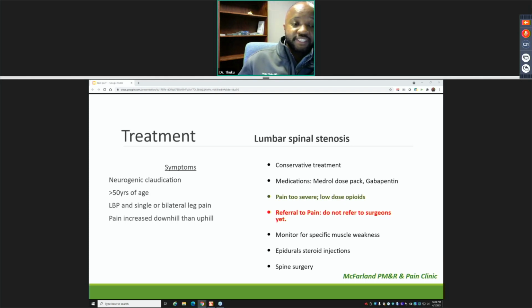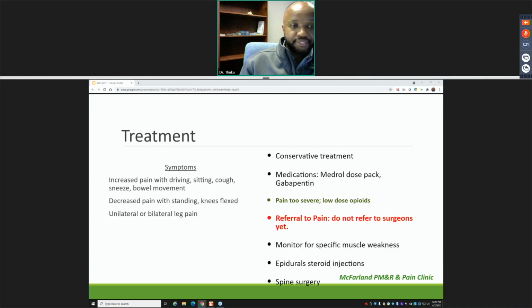I think the biggest key with stenosis is to monitor for muscle weakness or any bladder or bowel symptoms, because that's an indication that surgery will most likely help the patient.